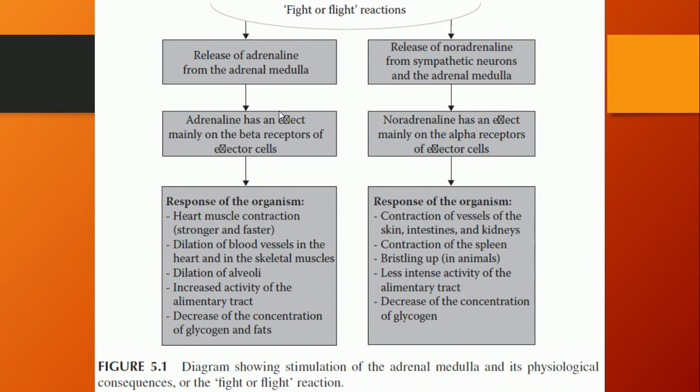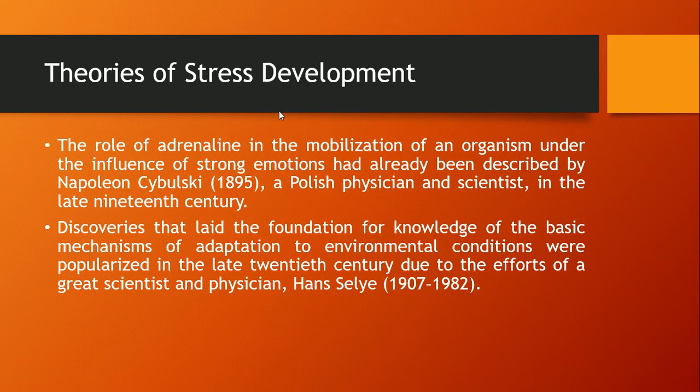While for the release of the noradrenaline, it comes from the sympathetic neurons and the adrenal medulla. So noradrenaline has an effect mainly on the alpha receptors of the effector cells. So the responses of the organism, which we have contraction of vessels of the skin, intestines, and kidneys, contraction of the spleen, bristling up for animals, less intense activity of the alimentary tract, and then decrease of the concentration of glycogen.